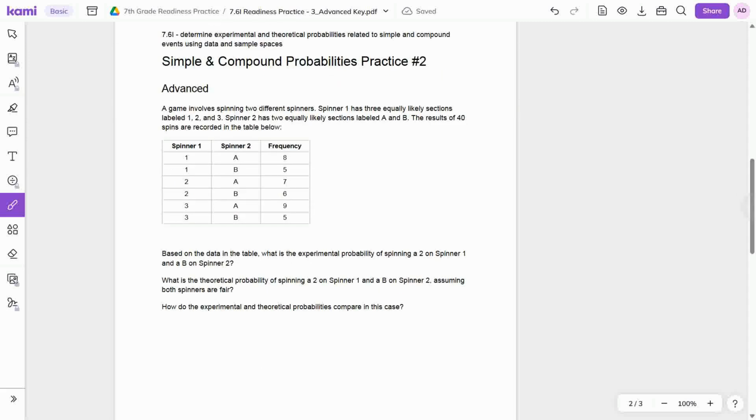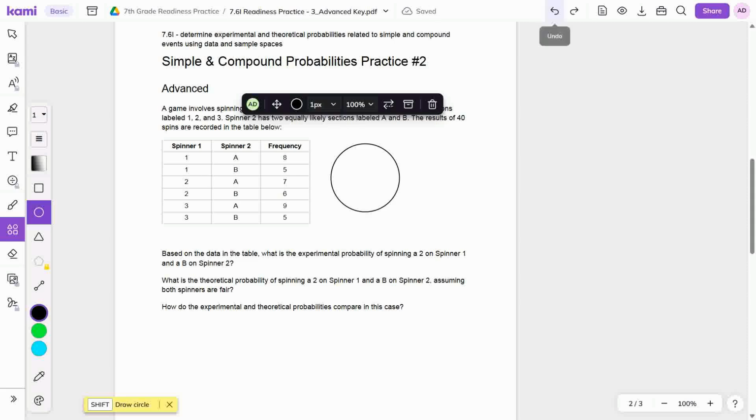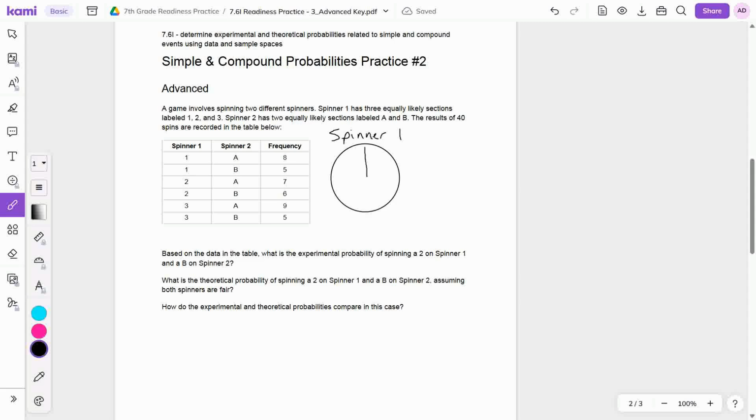For number 2, we've got a game that involves two different spinners. We have a spinner 1, we have a spinner 2. And spinner 1 has three equally likely sections labeled 1, 2, and 3. So if we want to, we can visually represent that. I'm going to make this spinner 1, and I'm just going to cut it into thirds. Three equally likely sections labeled 1, 2, and 3. There we go.